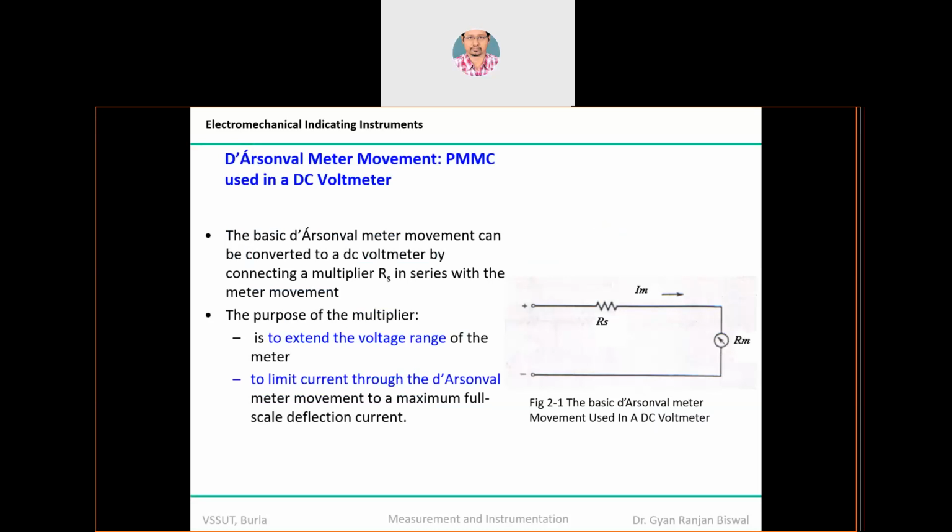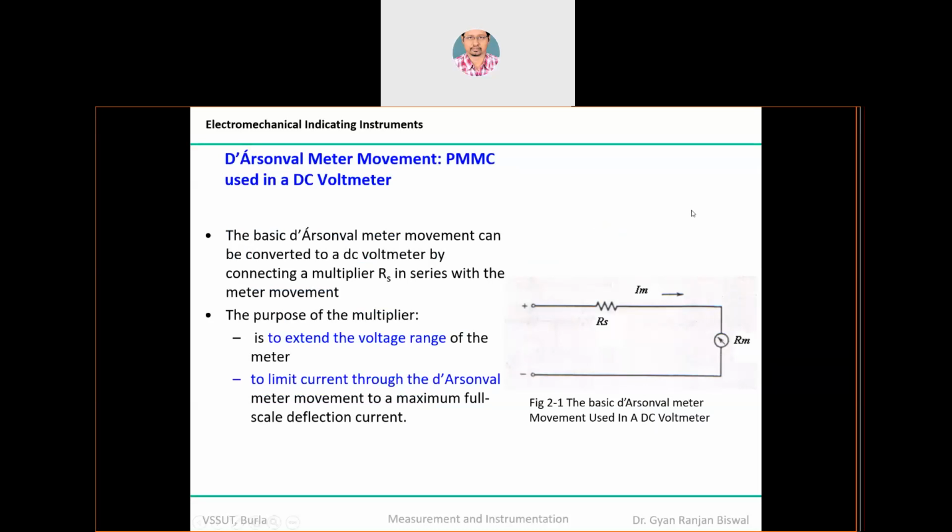Can we use it as a DC voltmeter? Yes, because it is a standard instrument which is available by default to use as a voltmeter. In a voltmeter, what you have to do is apply some series resistance, let's say Rs, in series with your meter. It can control and limit the flow of current through the D'Arsonval meter, which is under measurement, so as to find the maximum value of full scale deflection current.